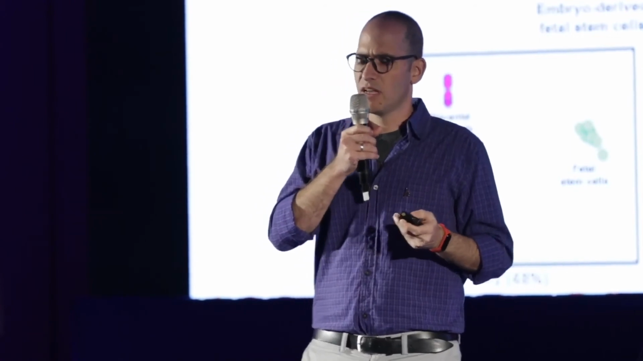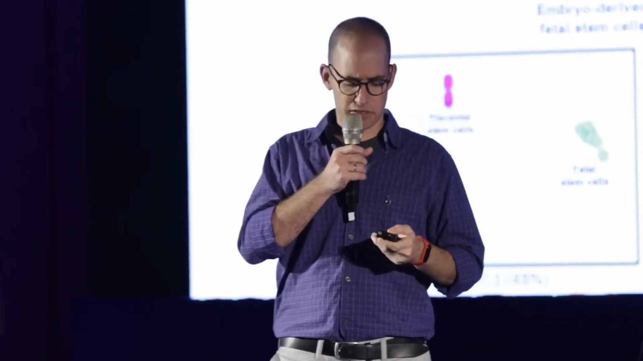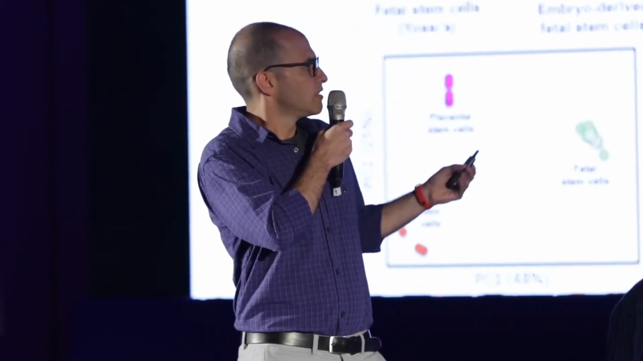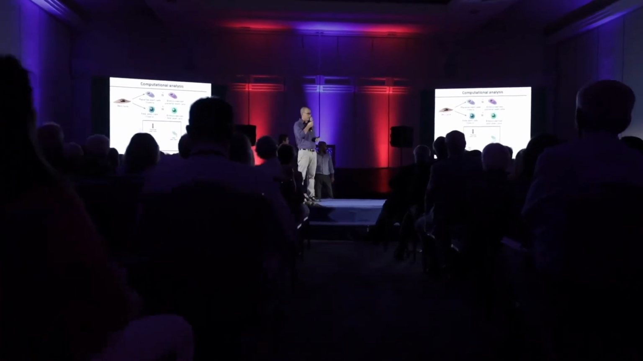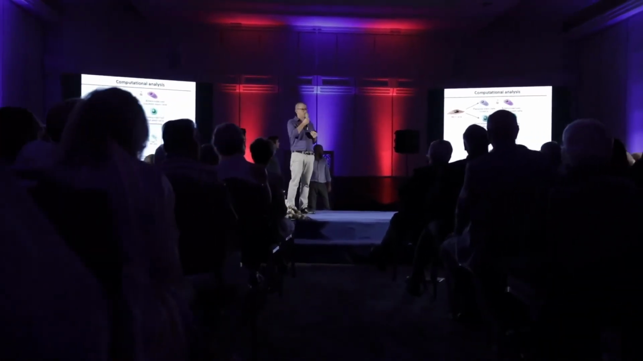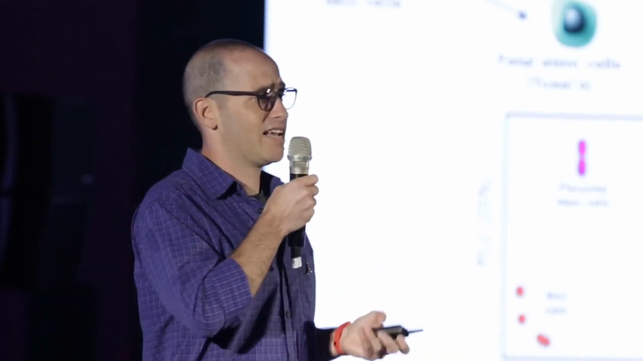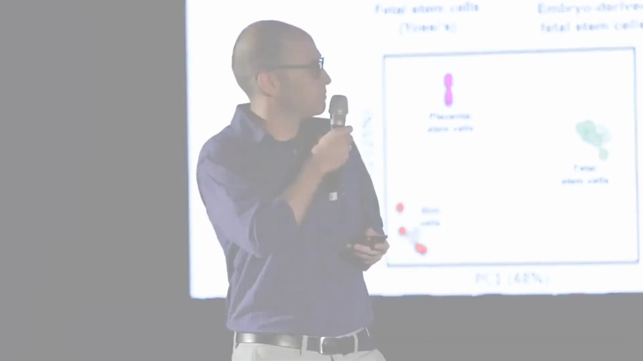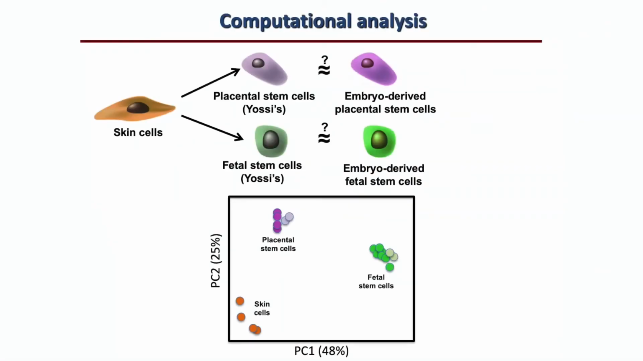Now the big question is, what happens to Yossi's cells? Yossi took skin cells and he wanted to derive them and transform them into placental stem cells and fetal stem cells. And the question is whether he succeeded not only in the outside look, the way the cells look and the way the cells behave, but also whether the inside of the cells transformed properly. And this is exactly what we saw. We saw that Yossi's skin cells transformed from the lower left part into the fetal stem cells. So the inside of the cells look exactly the same and behave exactly the same as the embryo-derived stem cells. And the same was true for the placental stem cells, okay?